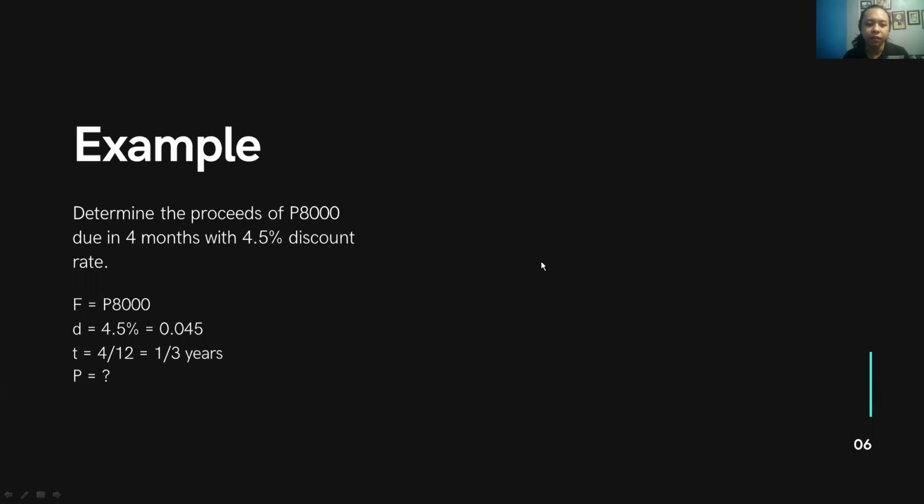First example. Determine the proceeds of 8,000 pesos due in 4 months with 4.5% discount rate. Here we are given the face value of 8,000 pesos, discount rate of 4.5%, which is 0.045 in decimal form, and T, which is 4 months, converted to become 1/3 of a year, and P is the unknown, which is the proceeds.